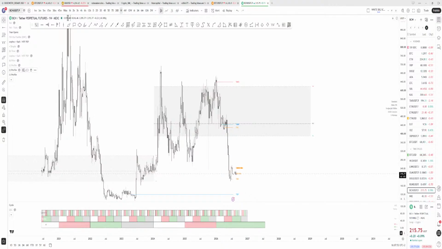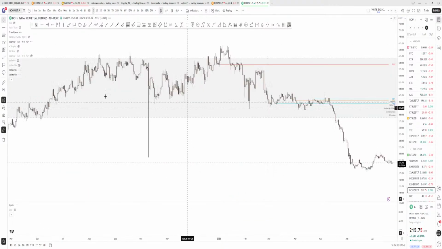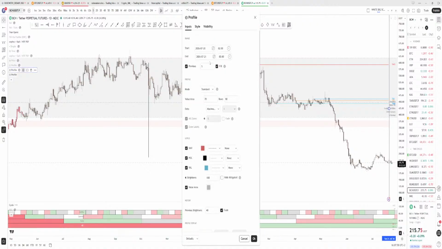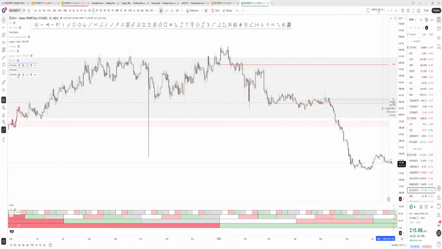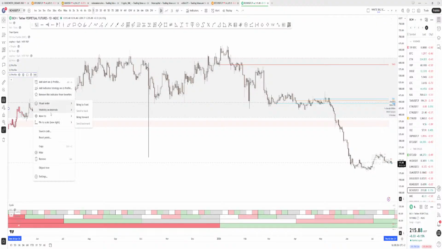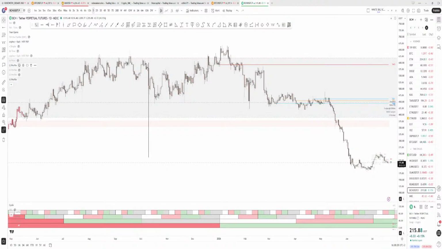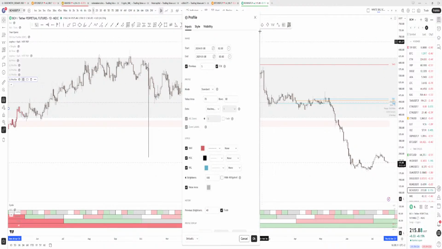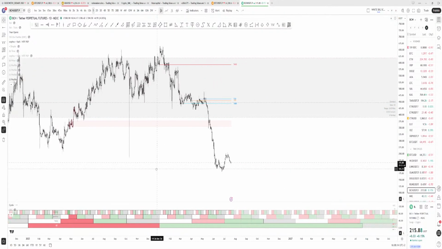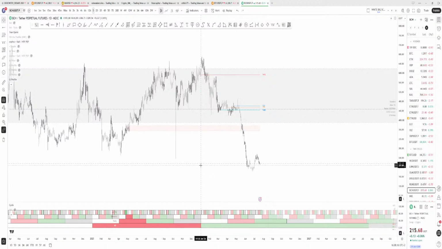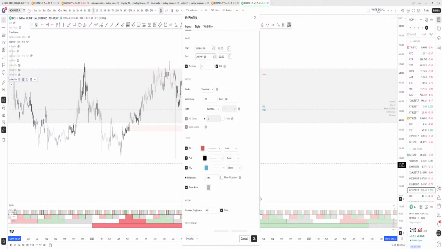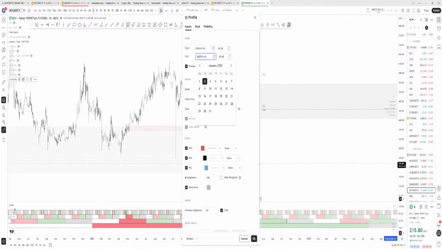Go on lower time frame here. This is a daily cycle, that's not something we are looking for. Let's look for the yearly. So turn these off, and then we go from yearly cycle, which is this one, 2nd January, 2nd January and 2026 to 2027.